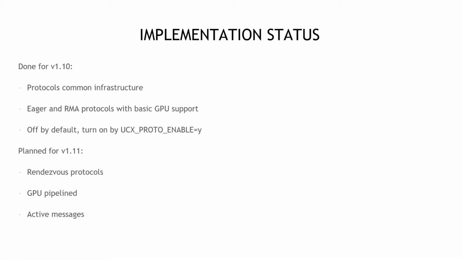For the current implementation status, today we have all the common infrastructure in place. We have the eager and the RMA protocol with basic GPU support. Basic means that it can detect a memory type and make it work, but it's not necessarily optimal for all cases. Today it's off by default and it can be enabled by that flag. So we would have some probably not very short period of time when both current protocols and new protocols would be implemented, so we can have a smooth transition. And for 1.11, we plan to complete the rendezvous protocols and GPU pipeline, then the active message support.